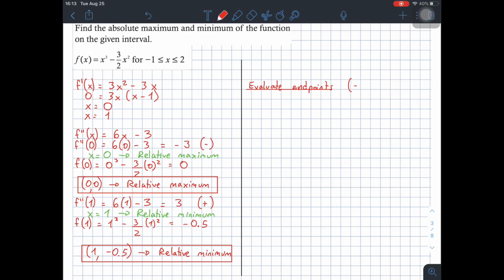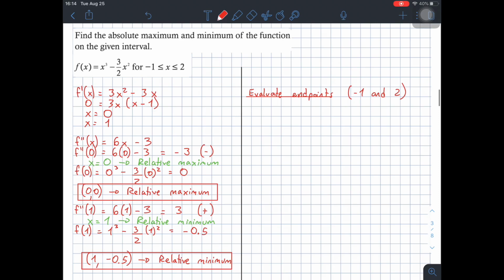So let me write that here. -1 and 2 are my endpoints. If I evaluate the function for the first endpoint, which is -1, we're going to get -1 cubed minus 3 over 2 times -1 squared. If we solve for this, we should get a value of -2.5. That means that this point has coordinates (-1, -2.5). So this is another point that later on we're going to compare.